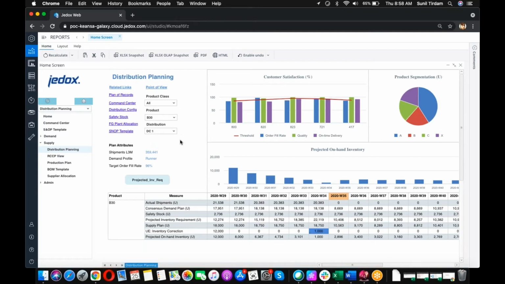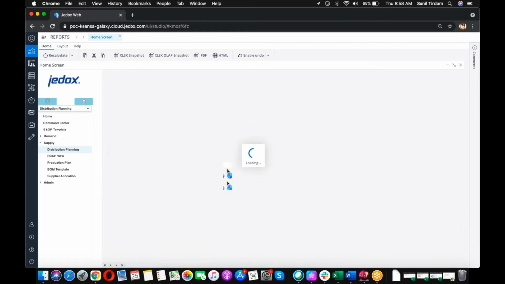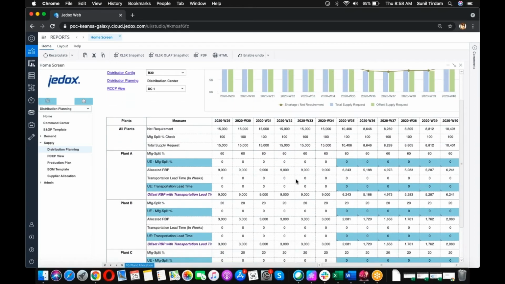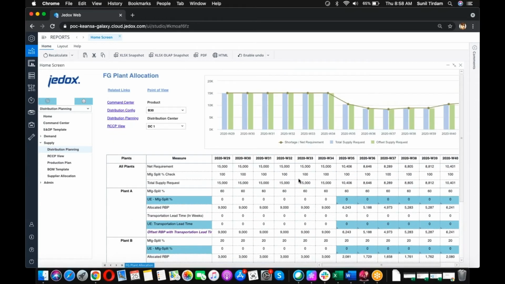Now I would show you a template called finished good plant allocation, and show you how the demand was then split from distribution centers to plants. As you can see, we are at distribution center one, and the demand is being split to plants here. It's also being split on a ratio basis, like 60, 20, and 20 here. So this is a split ratio.